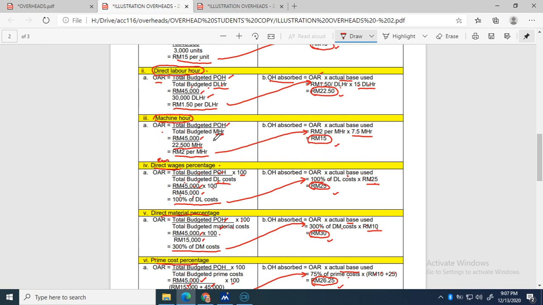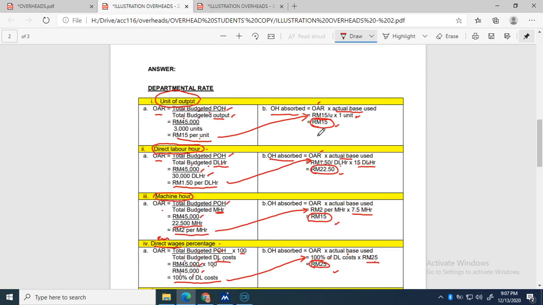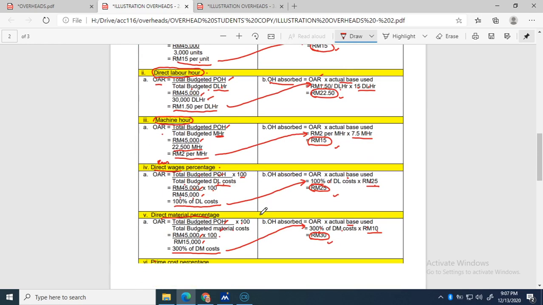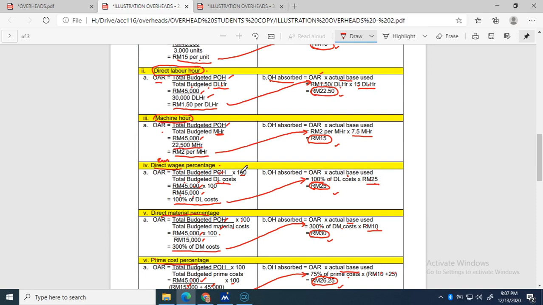So that's why we have to refer to the nature of the production. If the department is using more machine hours, the most appropriate will be machine hours. If they use more labor, the most appropriate will be labor hours. How about direct wages percentage? We can use direct wages percentage if all the workers receive the same amounts of wages. So everybody will get 15 ringgit per hour, nobody will get a different amount of wages, so the rate will be the same.